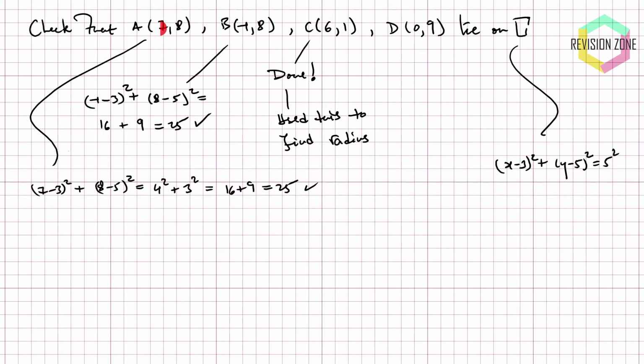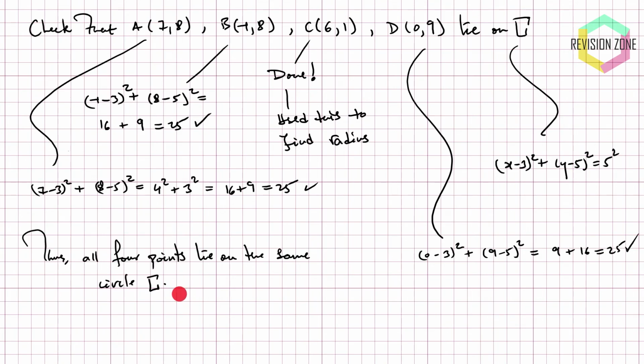Again, we shouldn't be surprised by this, because we did a calculation such that this triangle was going to be inscribed. But now this is the important point, so let's verify if D is on there. So I'm going to stick x equals 0, y equals 9 in. So 0 minus 3 squared is essentially minus 3 squared, which is 9. And 9 minus 5 squared is 4 squared, which is 16. And then 9 plus 16 is 25. So we've shown that D also lies on this circle capital C. So as far as the question is concerned, we've actually finished the proof. We've found a circle, this is the equation of that circle, such that each of these points actually lies on that circle. So we've shown that all the points lie on the same circle.